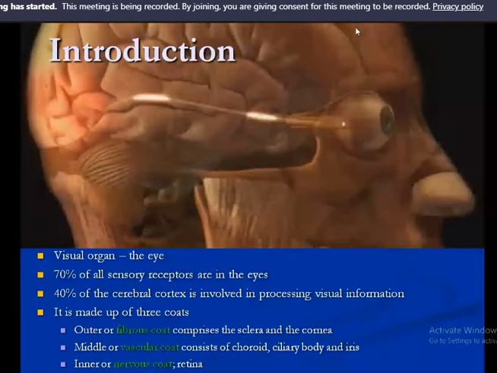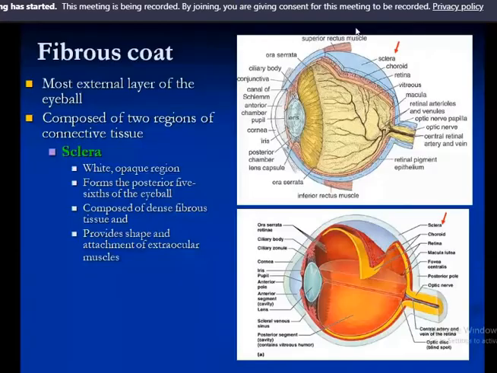Now let us start with the outermost layer. The outermost layer is the fibrous coat, which is further divided into two. We have the sclera on the posterior side and the cornea on the anterior side. The sclera is the white opaque region which occupies around the posterior 5/6 of the eyeball, whereas the cornea is present anteriorly and occupies 1/6 of the eyeball. What's the main function of the sclera? The main function of the sclera is that it provides the shape to the eyeball.